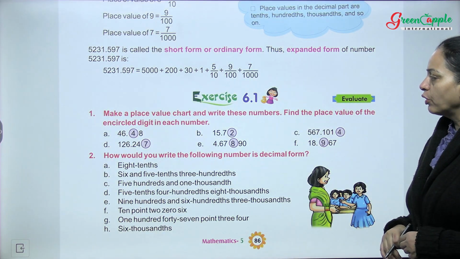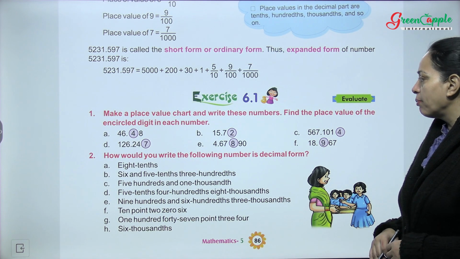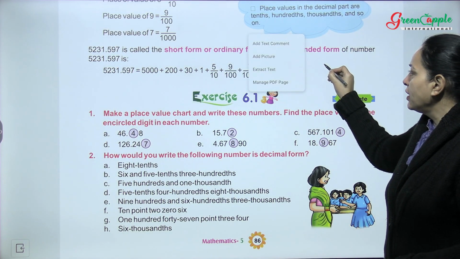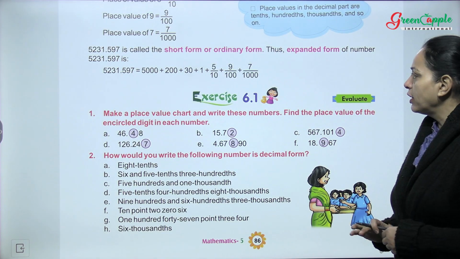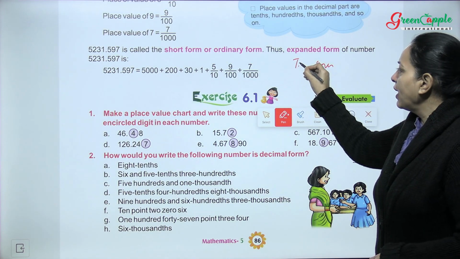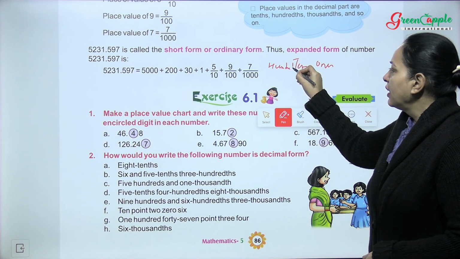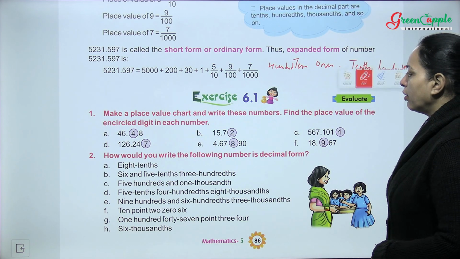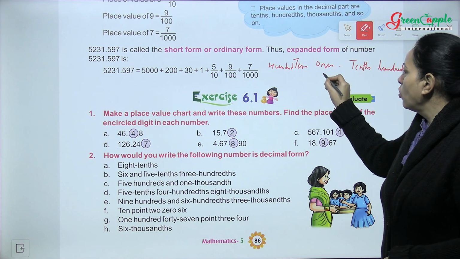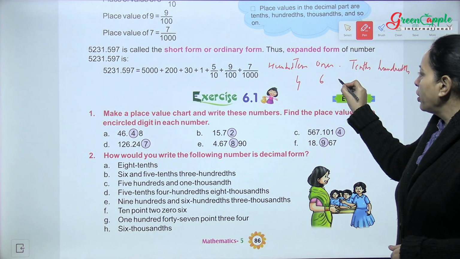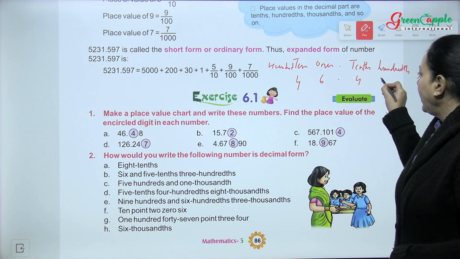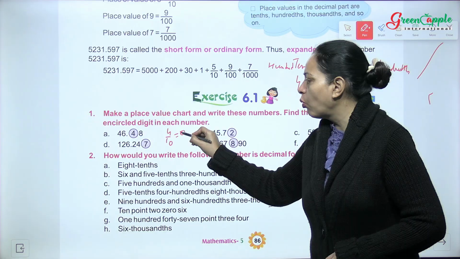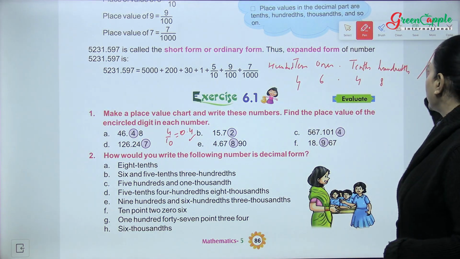Now come to exercise 6.1, question number 1. Make a place value chart and write these numbers. Find the place value of the encircled digit in each number. So you will make the place value chart: ones, tens, hundreds like this, then the decimal point, here tenths, hundredths like this. Now here, like part A, 46.48. So 6 here at ones, 4 at tens, dot here, 4 at the tenths place and 8 at the hundredths place. So what is the place value of 4? 4 upon 10, or we can write 0.4. Okay. Similarly, you can try the remaining parts.